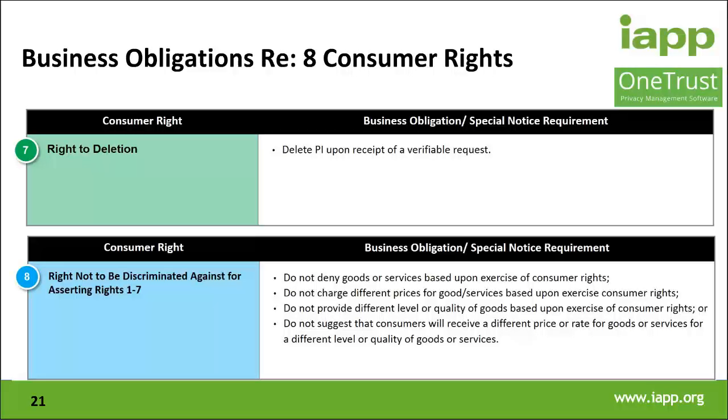Then the 7th right, the right to deletion: once you receive a valid deletion request, then you should delete the data on the basis of a verifiable request. And what constitutes a verifiable request will be forthcoming in guidelines that are being promulgated, being discussed and created by the California Attorney General's office right now. There are public hearings on that topic, as well as various others that the California AG is involved in developing.